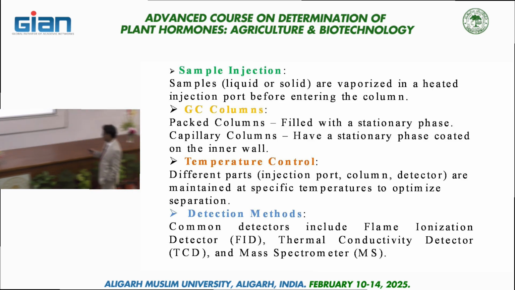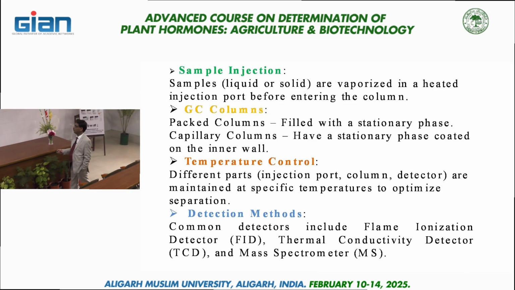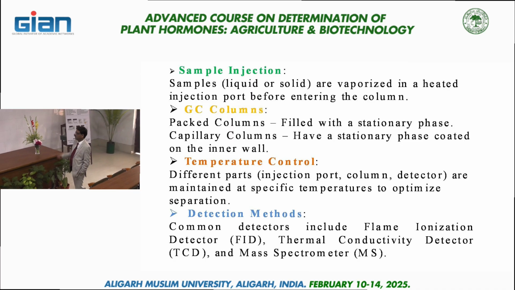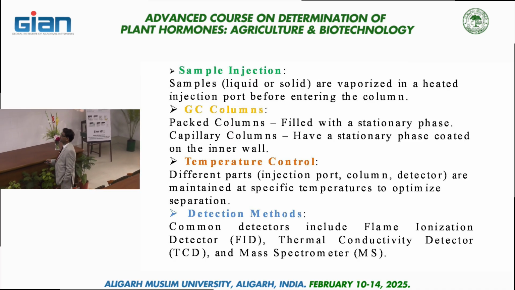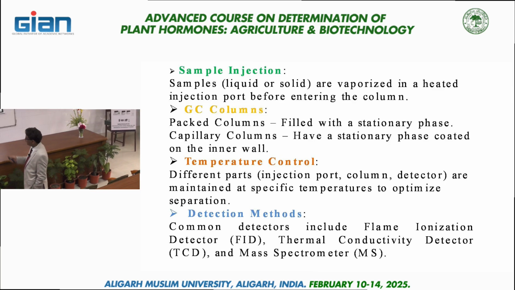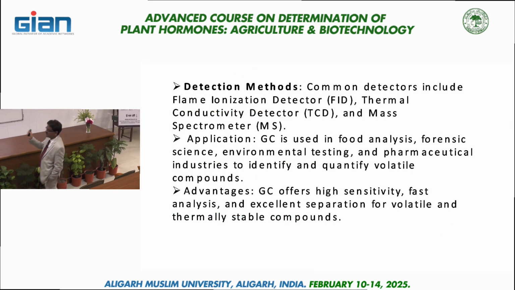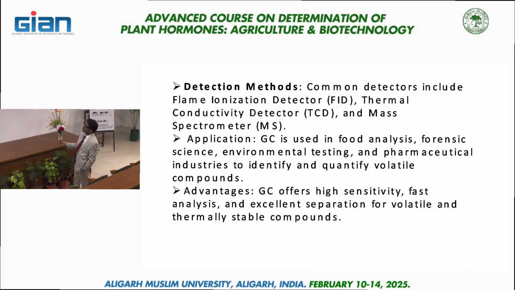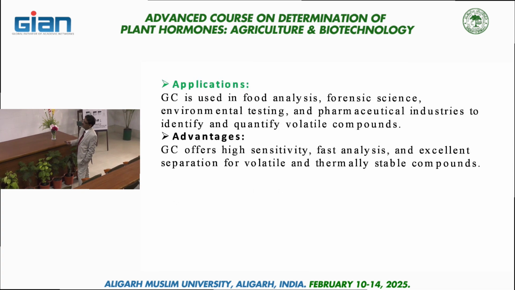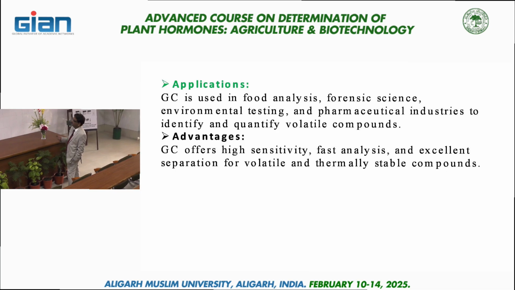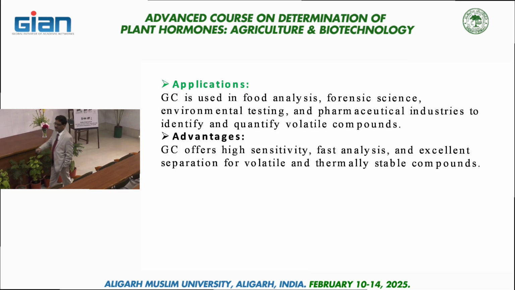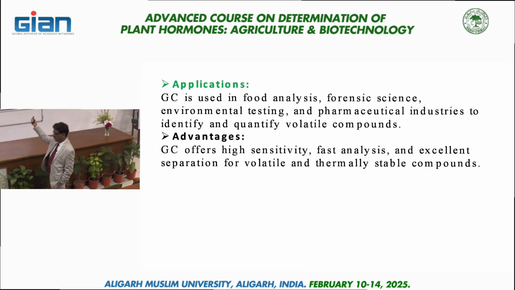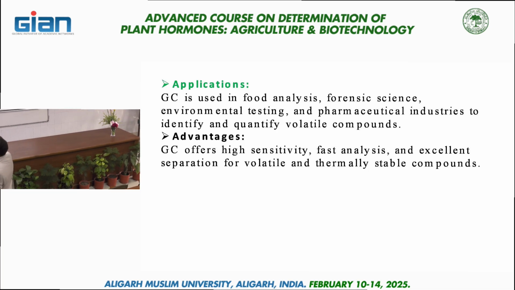Then we have a detection method, that common detectors include flame ionization detector, thermal conductivity detector, and mass spectrometer. So what are the applications and advantages for this GCMS? It is used in food analysis, forensic science, environmental testing, pharmaceutical industries to identify and quantify volatile compounds. In our case, the plant hormone can be analyzed by this particular method.